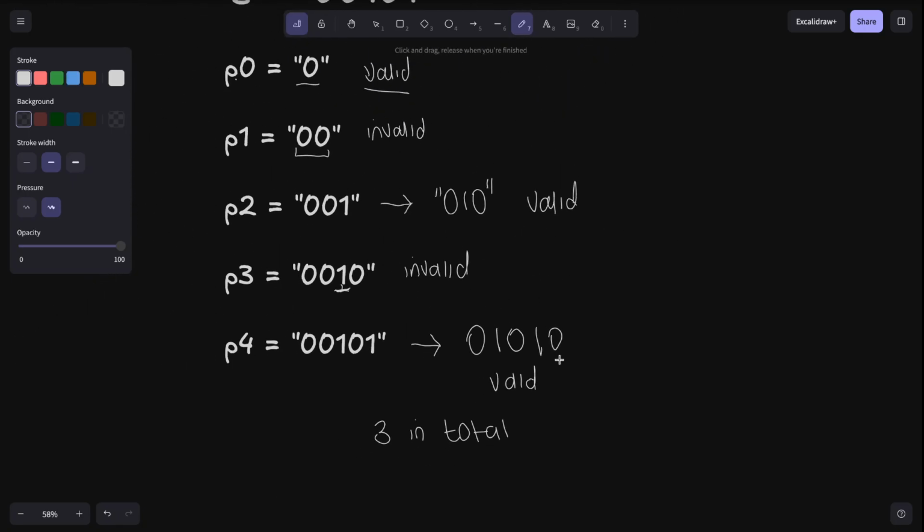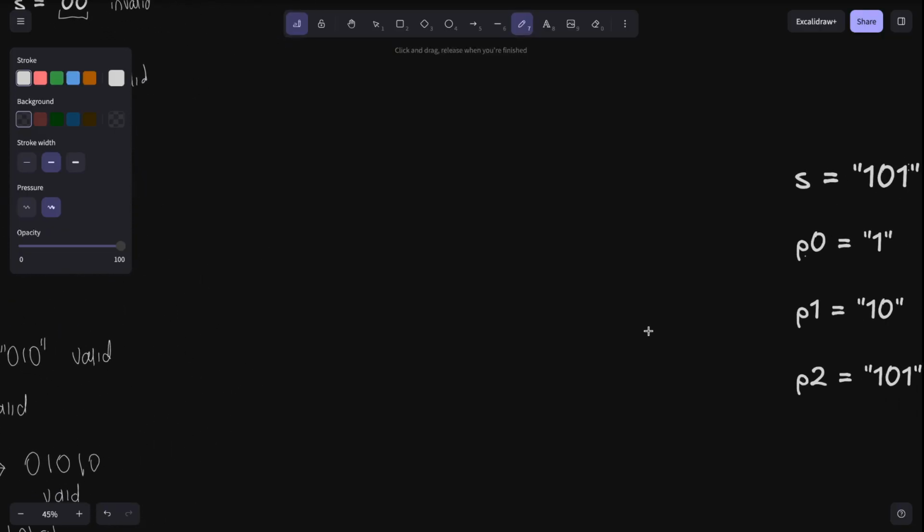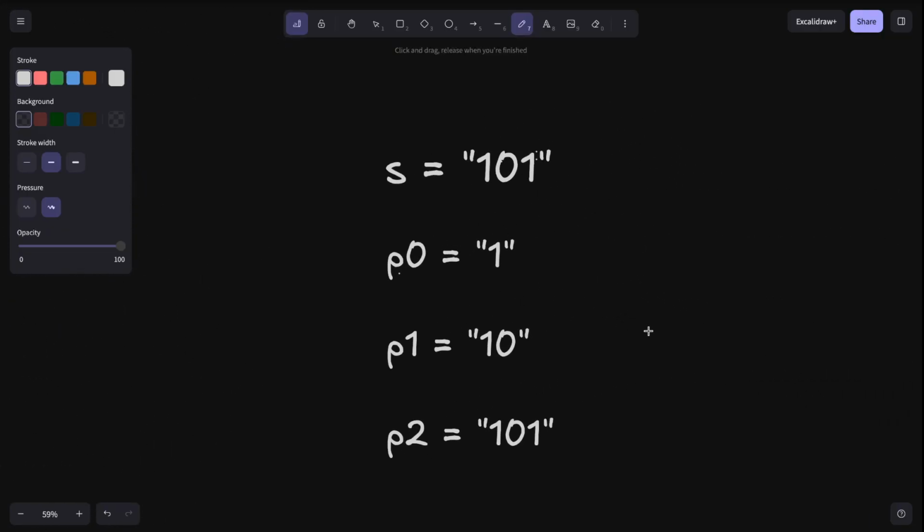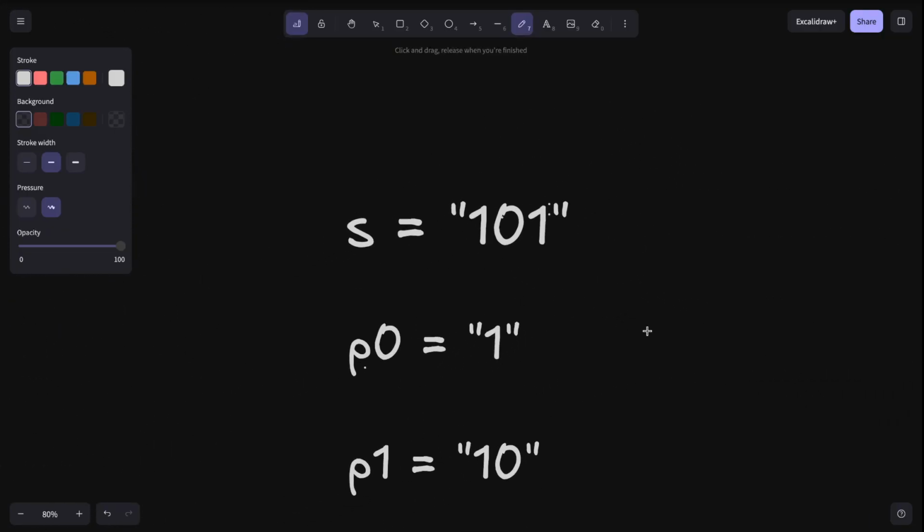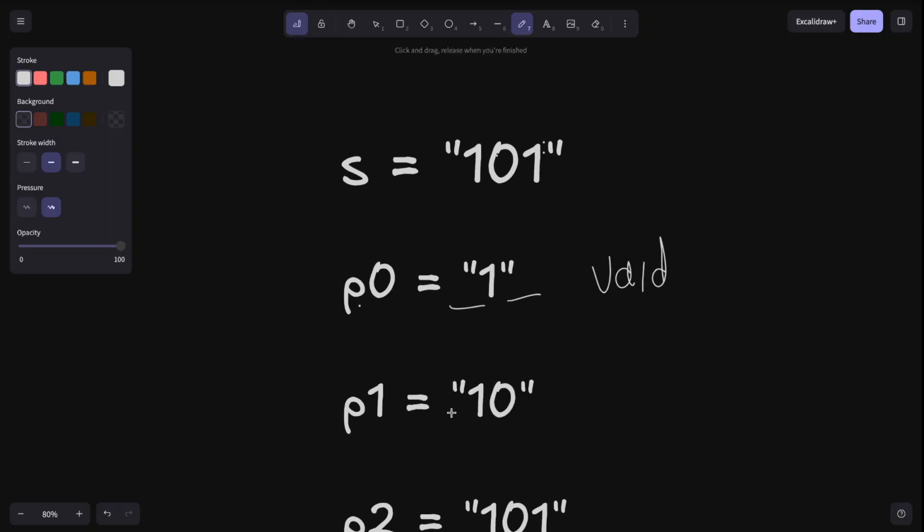Let's look at a different example, the other test case. So if we look here, P0 is 1. As we mentioned before, there's nothing next to the 1 on either side. Therefore, this is valid. Similarly, if we look at P1, the two elements next to each other are not equal. So this is valid, they're alternating.